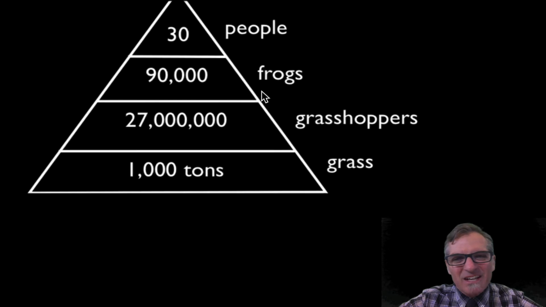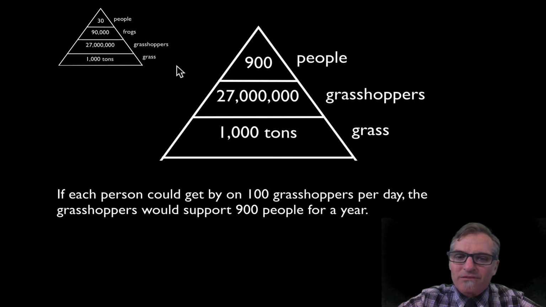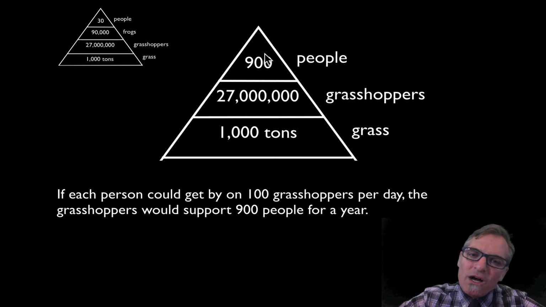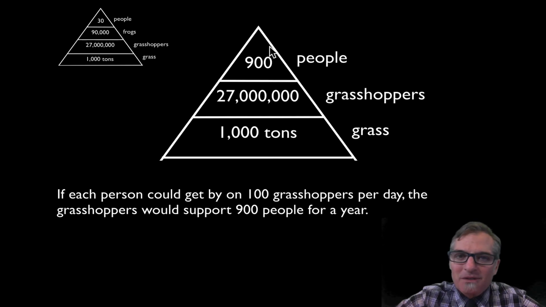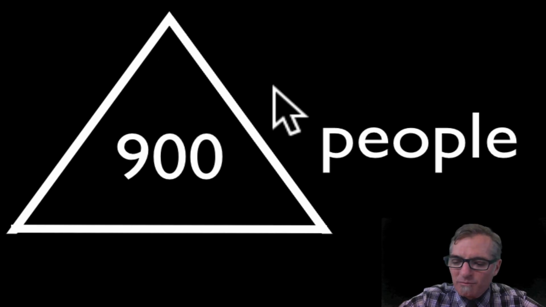Let's say that we really don't care for the frogs. Let's get rid of the trophic level of the frogs, and let's just directly start feeding on grasshoppers. So let's say that each person could get by with 100 grasshoppers per day. There's a lot of protein in there, a lot of nourishment, micronutrients. And if I was to eat 100 grasshoppers in one day, then in a year, 27 million grasshoppers could support 900 people.